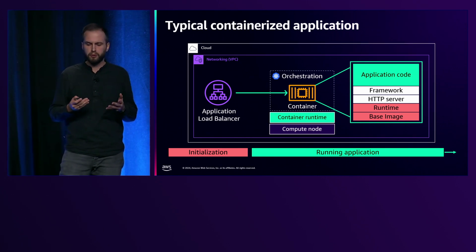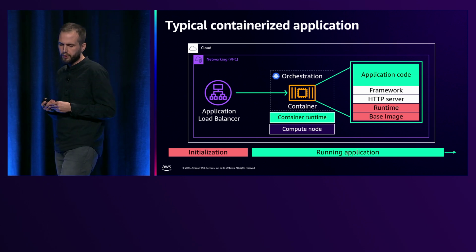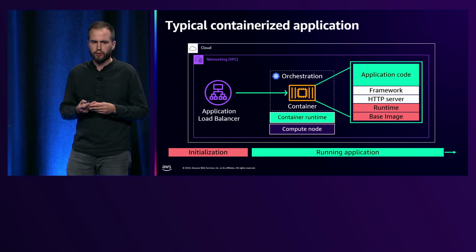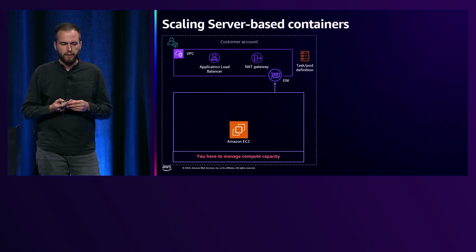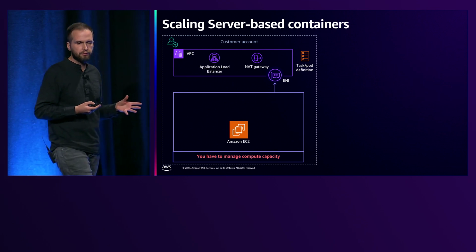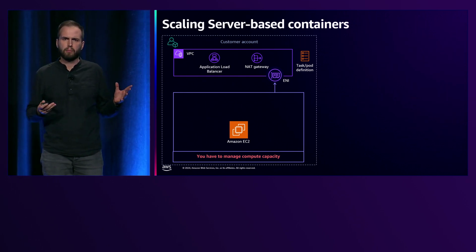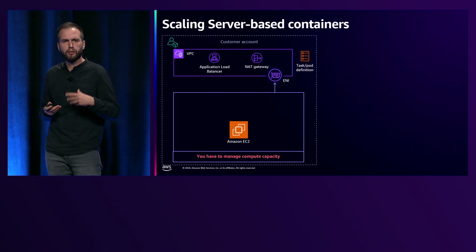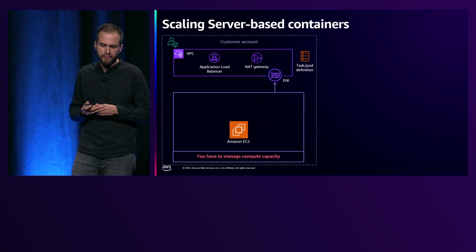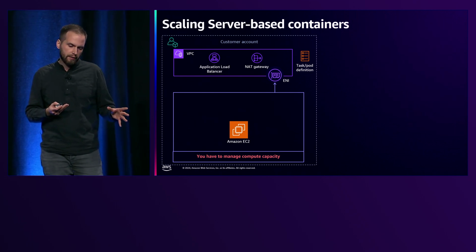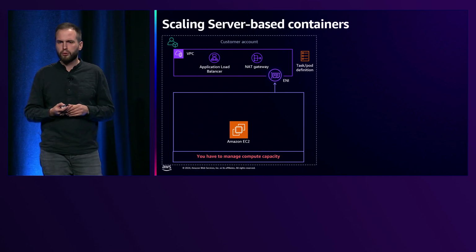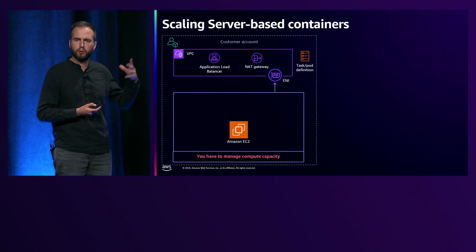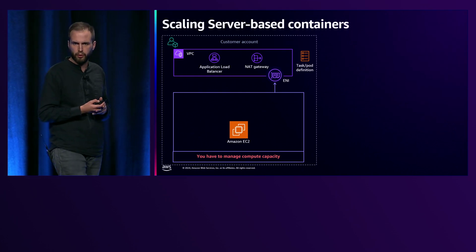Now, there are multiple ways to get all those things into production. And I will start off with probably the most familiar one, which I call server-based containers. Now, with server-based containers, we see we have already quite a few components set up. So we have networking, we have the VPC, we have a load balancer, we have a NAT gateway to talk to the public internet. And we have, most importantly, our compute capacity. So Amazon EC2, where the containers will be eventually deployed.